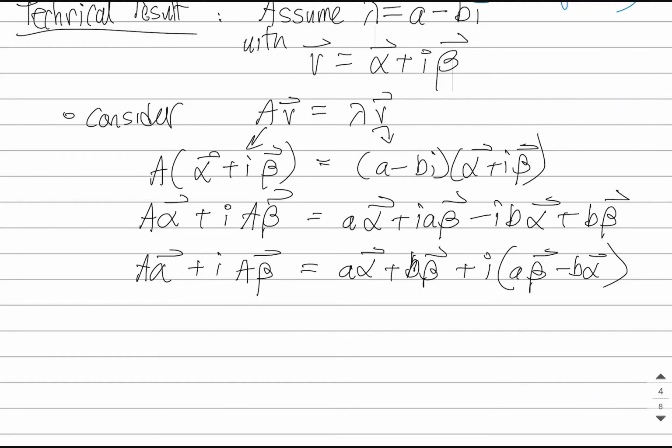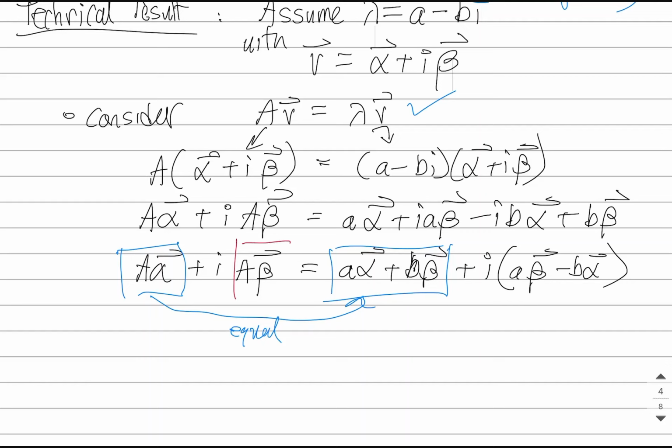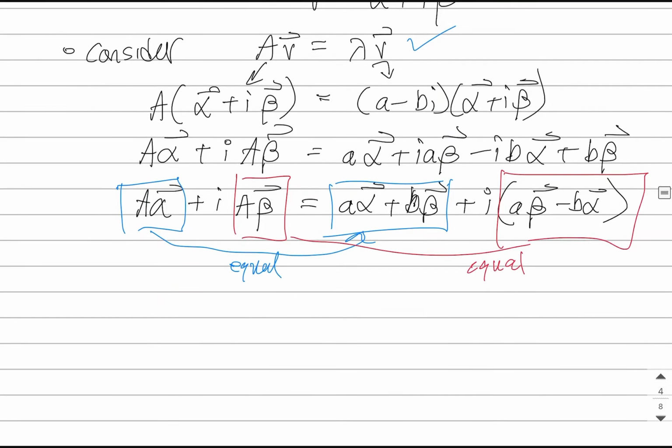We're going to group together the real parts and we're going to group together the imaginary parts. Each side will then have a real part and an imaginary part. If these two things really are equal, if this equation is true, that means the real parts have to be the same, and the imaginary parts have to be the same. And so what we can do is set them equal to each other. So we equate the real and the imaginary parts.